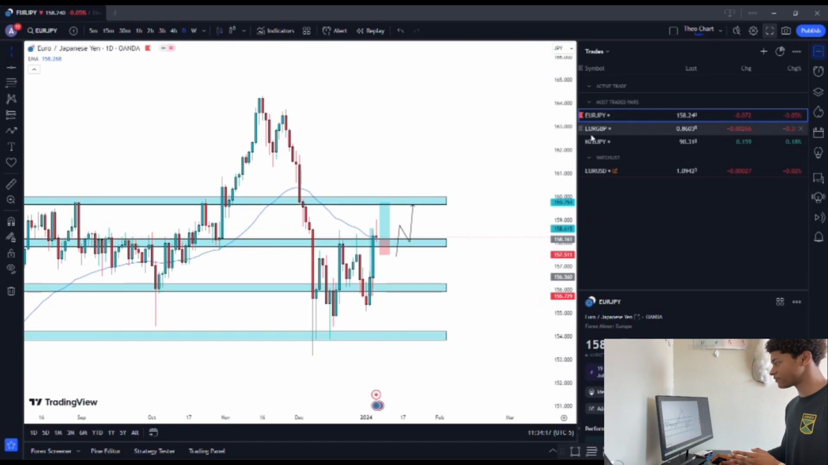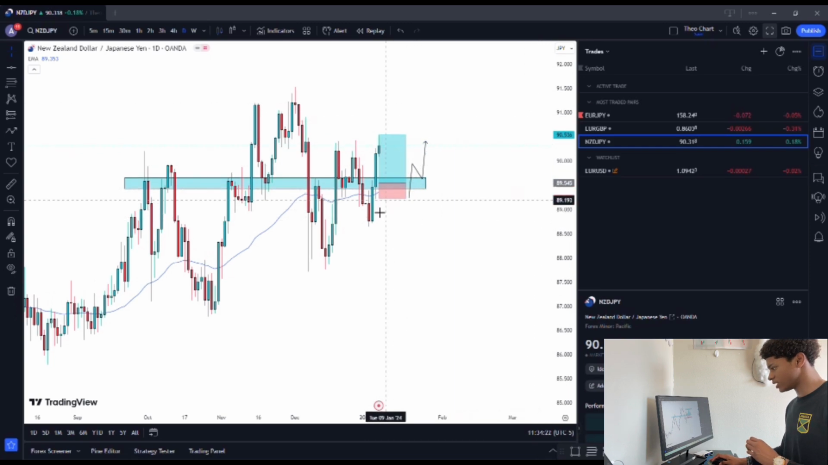I'm also looking at this for EUR to JPY. And NZD to JPY, I'm looking at a pullback to go long. So those are the setups I'm looking at for next week as well. So that's the basics of what support and resistance is. We're gonna get more in depth with it in our next video.